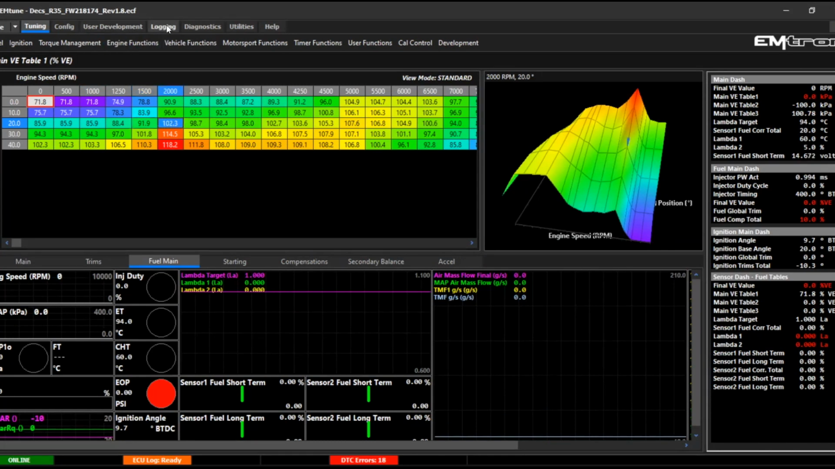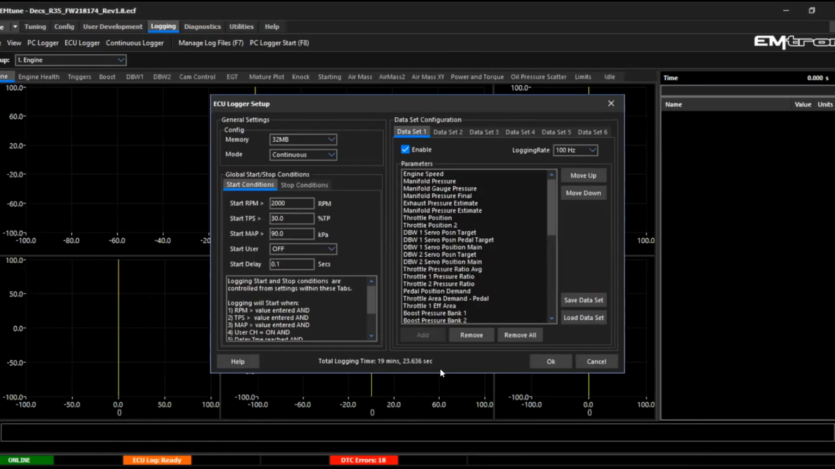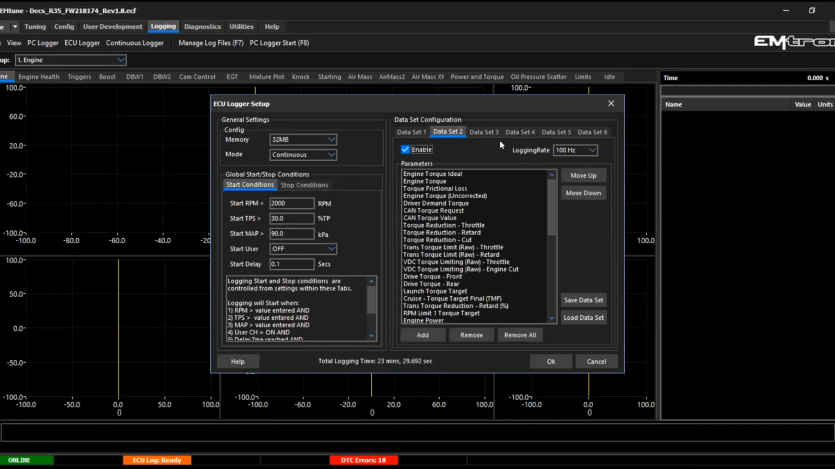The logger has got some minor updates. We can now calculate logging time, which is a nice feature. So you can get an idea of how your choice of logging rates can affect the total logging time available. And if you turn off data sets, you're going to see this change. And if you change the log memory size, you'll see all of that change.